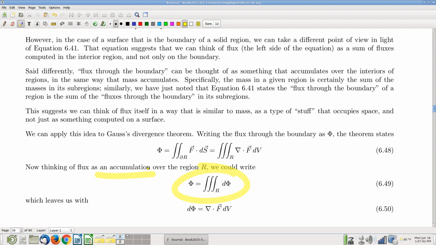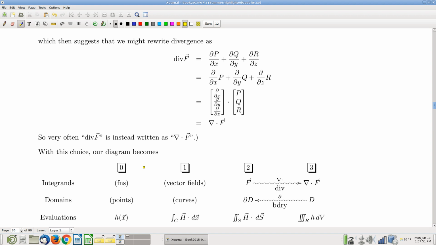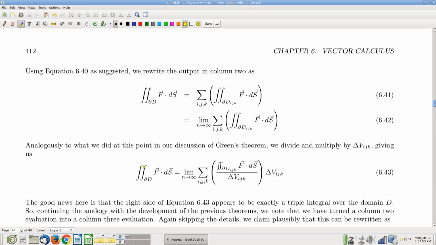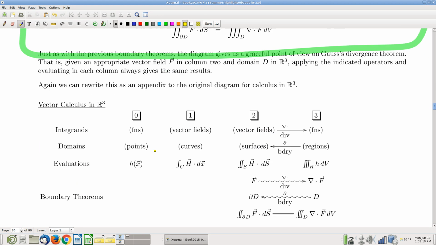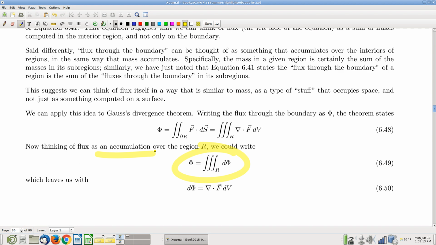I like the word accumulate, though. So mass accumulates over a region, and I make the observation that so does boundary flux. That's kind of what made the theorem work in the first place. You come back to this part of the derivation, right? Boundary flux is an accumulation of the boundary fluxes over the little pieces. The fact that boundary flux accumulates was our first step in getting the theorem in the first place. Here we go.